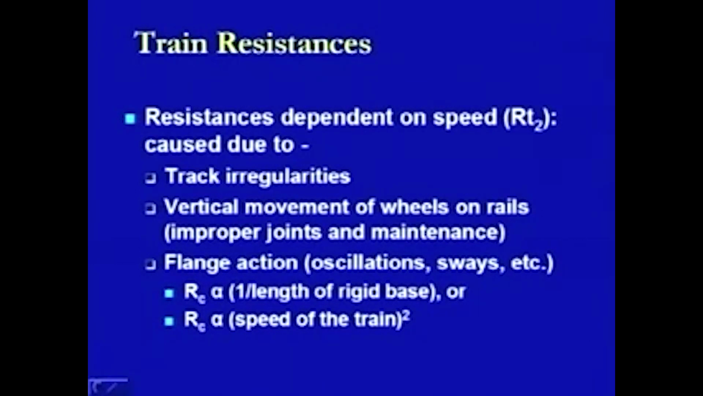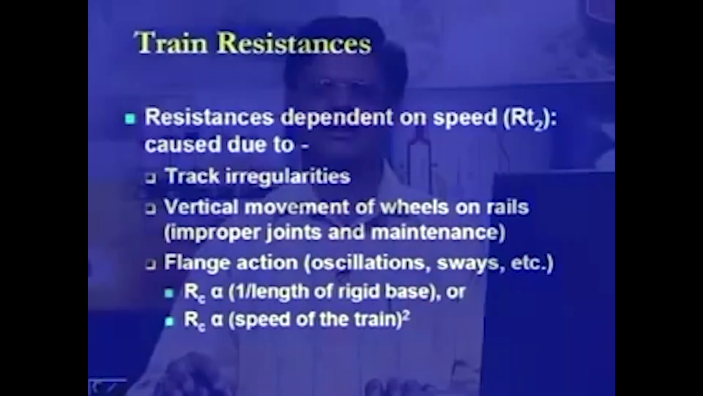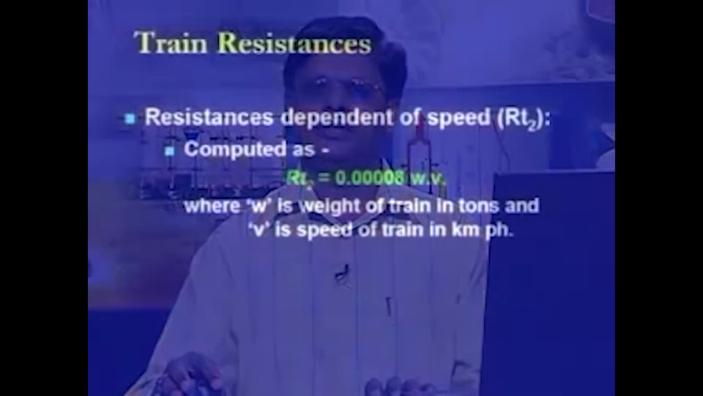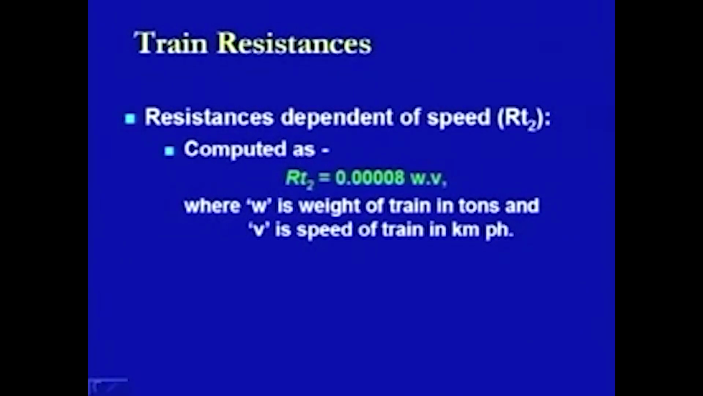So what we can find out is that if the speed of the train is very high, then this type of action may create derailments or overturning of the vehicles if not properly contained. Now this value of resistance which is dependent on speed is taken as RT2, and this RT2 is given by 0.00008 W into V, where W is the weight of the train in tons. And here, from the previous formula, now we are incorporating this factor V, which is the speed of the train, and that's how this is dependent on speed.